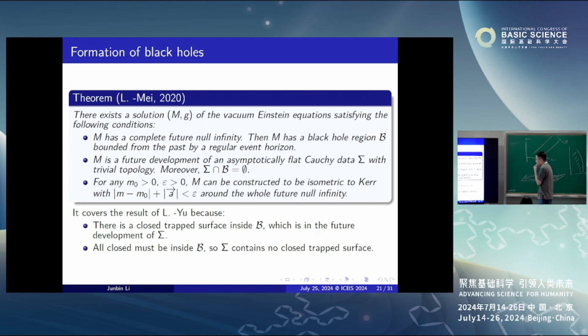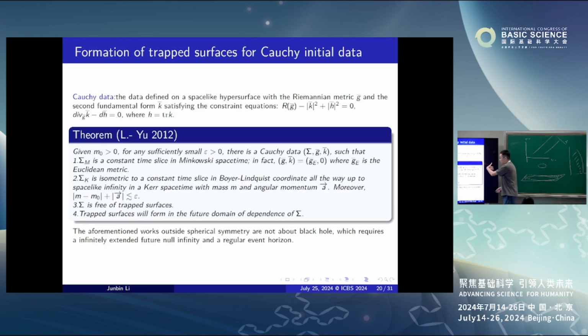So now, all Pierce's works, outside spherical symmetry, are not about black holes, just trapped surfaces. Let me remind you that to identify a black hole, we need to solve the solution globally, and we need an infinitely extended future null infinity. In this case, we will have a regular event horizon.